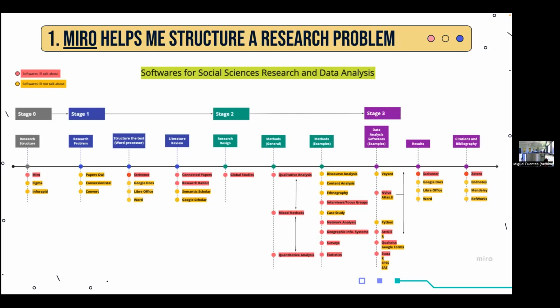Some people in the past would use Post-its, go to a whiteboard or blackboard and start writing ideas, trying to connect them. MIRO in this example already gives you templates. All of this is already the research process. We're trying to structure a research, then find a research problem, see how we're going to write it, do a lit review, and the research design, which is our methodology.